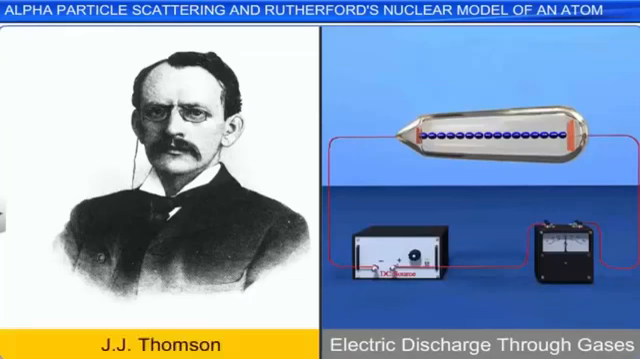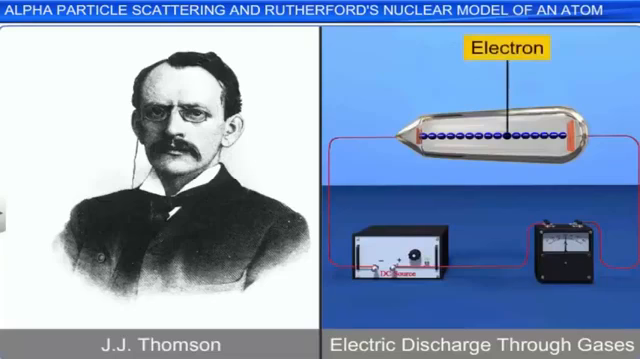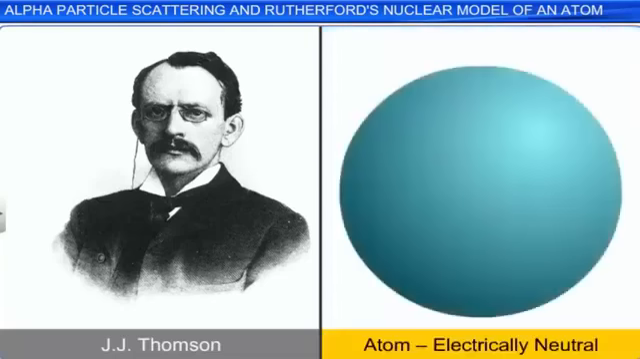J.J. Thomson's experiments with the discharge tube with different gases filled in it, one at a time, led to the conclusion that all the elements contain negatively charged particles, which were later called electrons. Since the atom is electrically neutral, it was proposed that the atom must also contain positively charged particles in it, such that the total negative charge in the atom is equal to the positive charge in it.